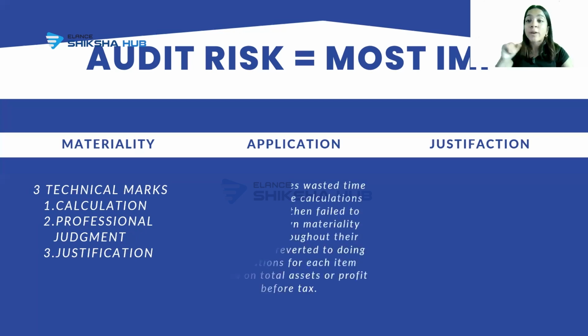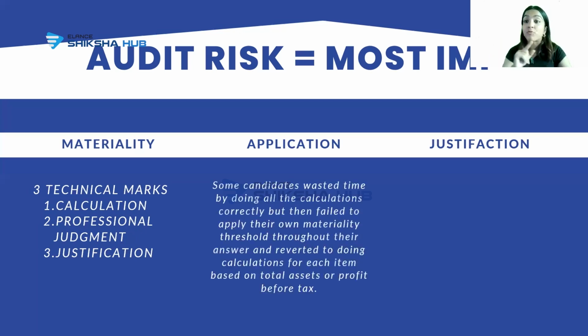Now, how will you get that particular one professional marks? You will get one professional marks if you are using that particular materiality throughout the risk that you have identified. For example, if you have identified 10 million as a material amount, now you need to actually pay attention that while I am assessing each risk, I compare it to this 10 million.